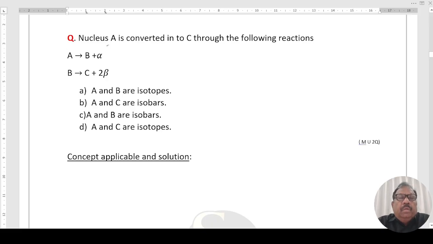Question is, nucleus A is converted to C through the following reactions. Nucleus A is converted to B by emission of alpha decay, and B is converted to C by emission of 2 beta decay. We have to pick up one correct answer out of 4 options. A and B are isotopes, A and C are isobars, A and B are isobars, A and C are isotopes.